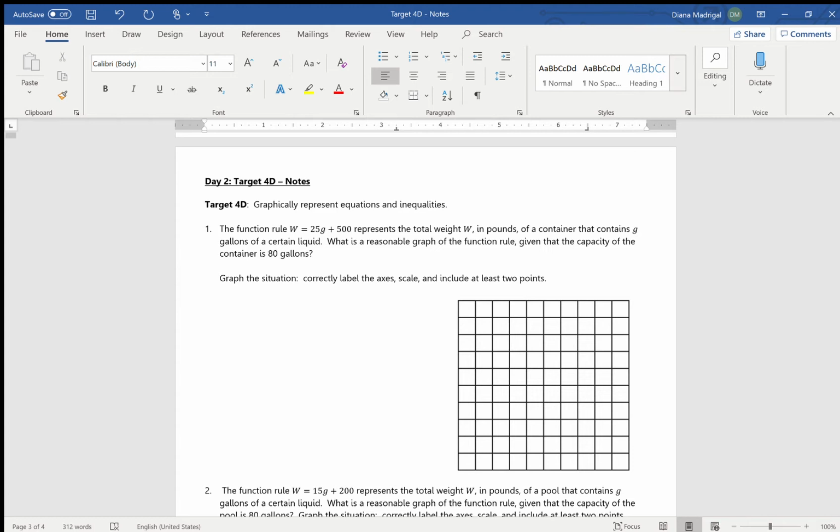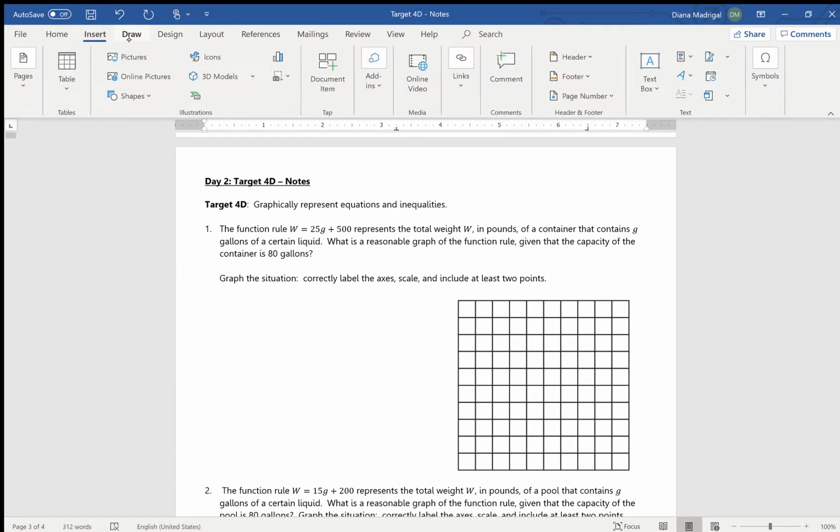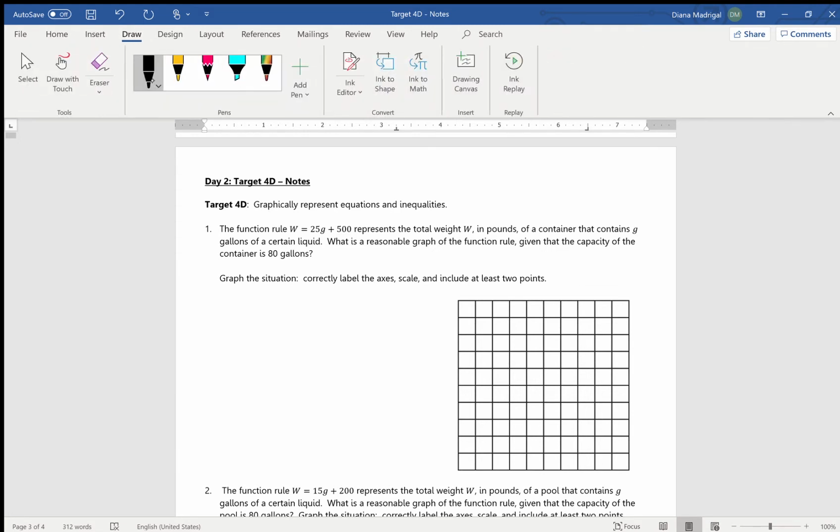Given this information, they give you the equation. The equation is W equals 25G plus 500. Don't forget that an equation is always written as y equals mx plus b. And remember we have to give it a title for x and y. Again, y is being represented by W. W is the total weight in pounds. I already have my title for my graph, and I'm going to change the color to blue.